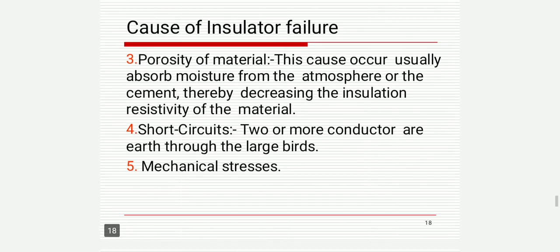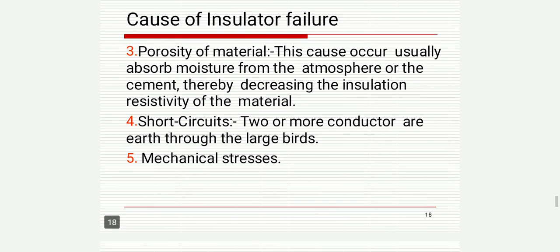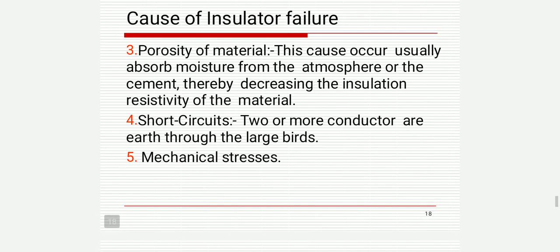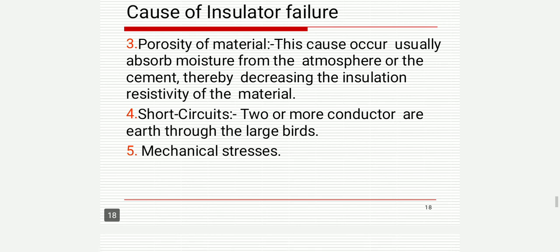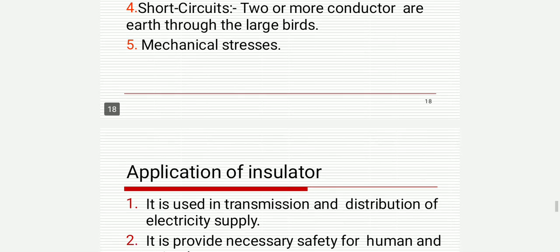And the next one is porosity of material. This is mainly due to moisture absorbed from the atmosphere. The next one is short circuit. A short circuit happens when there is a chance of a bird sitting on two wires or two conductors placed in a transmission line at a time, which will lead to a short circuit, due to which there may be a chance of insulation failure. And the last one is mechanical stress.